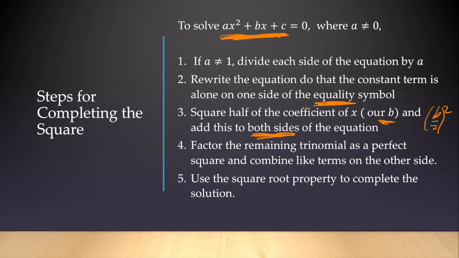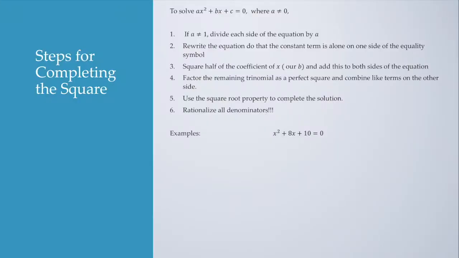Then we're going to factor the remaining trinomial as a perfect square, x plus b over 2 squared. And then we can use the square root property to find the solution. So let's work through this. I think I have 3 examples for us, and we're going to go through them all pretty slowly. So let's say I have x squared plus 8x plus 10.